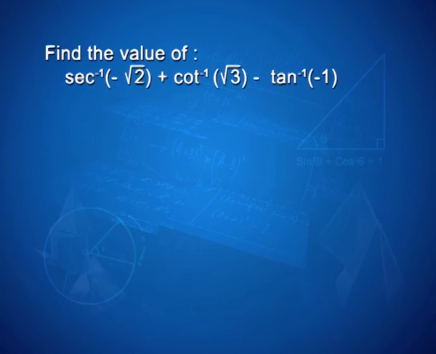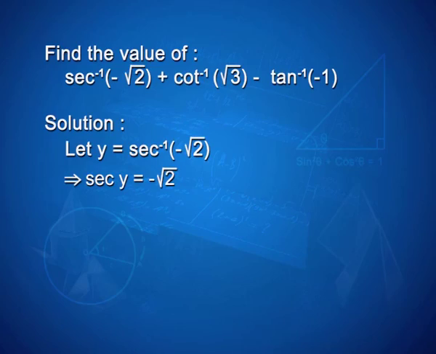Ready with the pen? Find the value of sec inverse of minus root 2 plus cot inverse of root 3 minus tan inverse of minus 1. It is actually maybe 3 questions put together in one, can be a simple 1 marker, not more than 1 mark definitely. What you need to do is evaluate each of the 3 independently, add them and you have the answer.